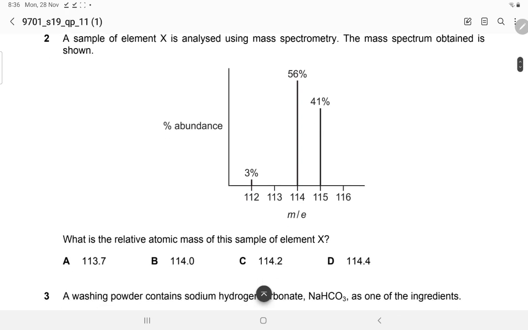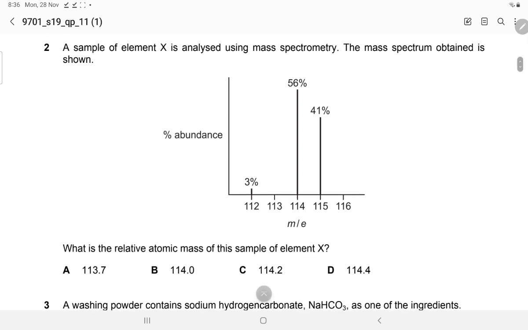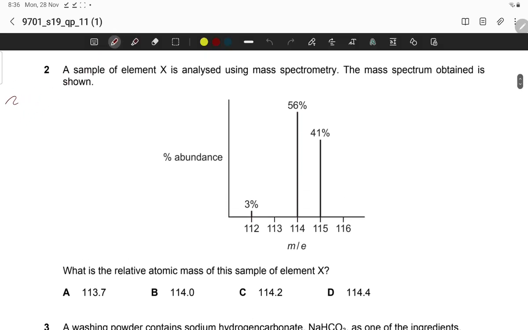This is the next question. A sample of element X is analyzed using mass spectrometry. The mass spectrum obtained is shown. Percentage abundance and mass over charge ratio are given. So what is the relative atomic mass of this sample of element X? We know how to find the mass of an element. Ar of X is equal to abundance multiplied by mass.